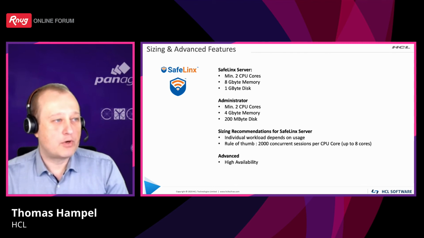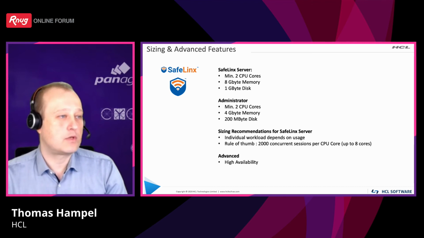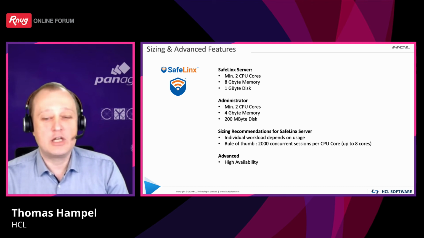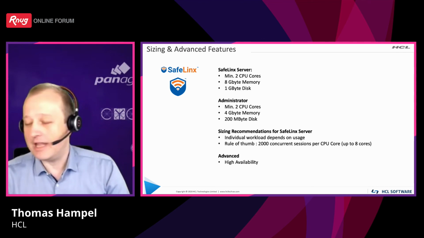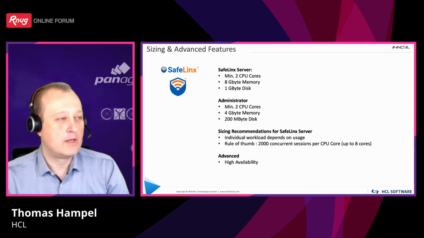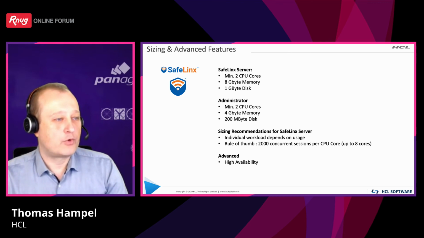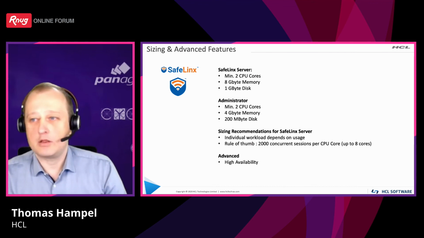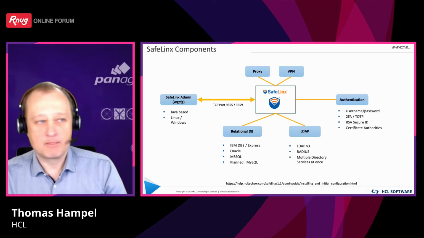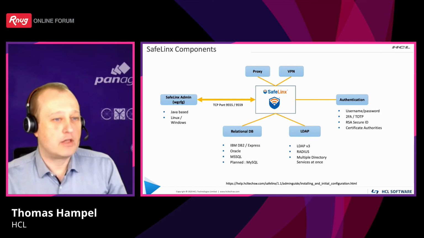Just to name a few numbers, the starting point is 2 CPU cores, 8 gig of memory, and 1 gigabyte of disk. So really, it is a server which has very, very little CPU power, even less than your current smartphone has. And that already runs Safelinx. For the admin client, you need also 2 CPU cores, 4 gigs of memory, and that should just make you happy.